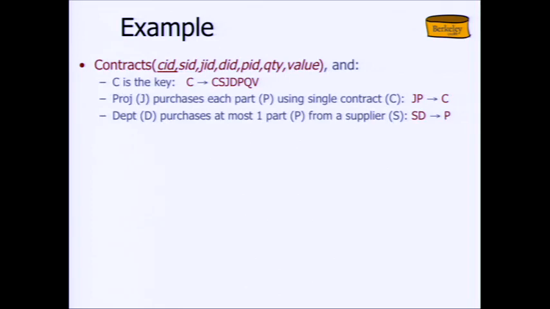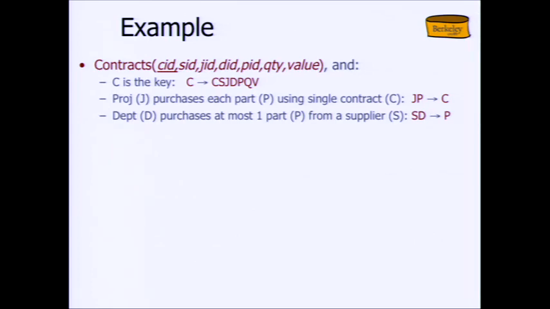And the schema is that. And just briefly, there's contracts, there's suppliers, SIDs, there's projects, so the J stands for projects, okay? There's departments, there's parts, PID, quantities and values. So C is the key. There's a contract here, and the contract has an ID, and that's the key of the relation. So C determines everything. I'm not going to try to pronounce that.